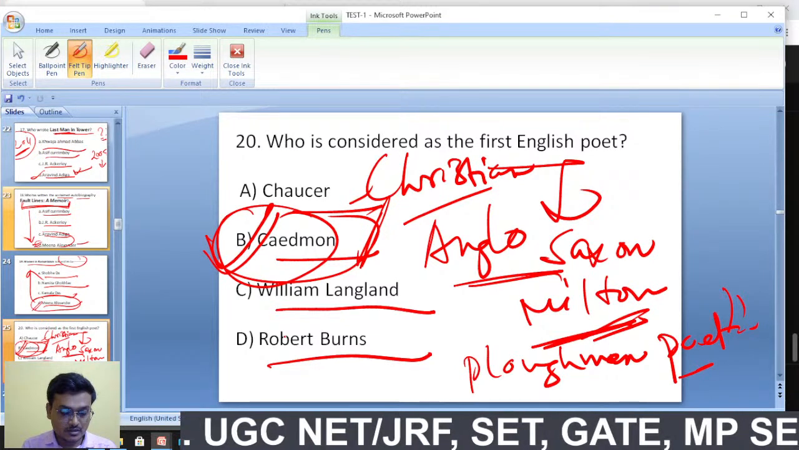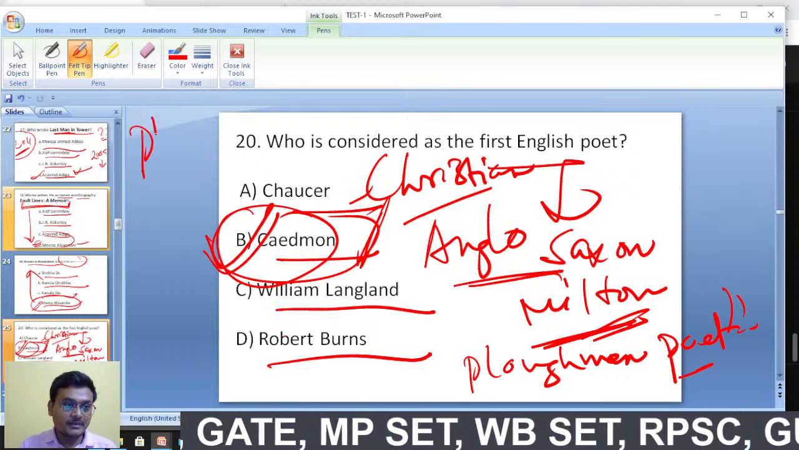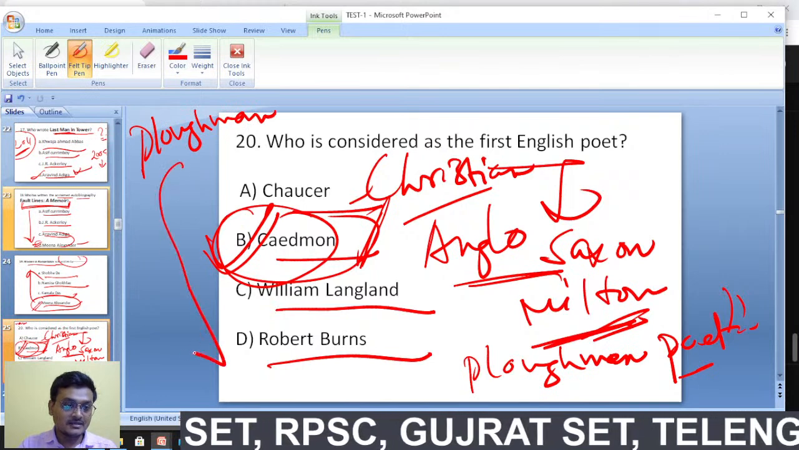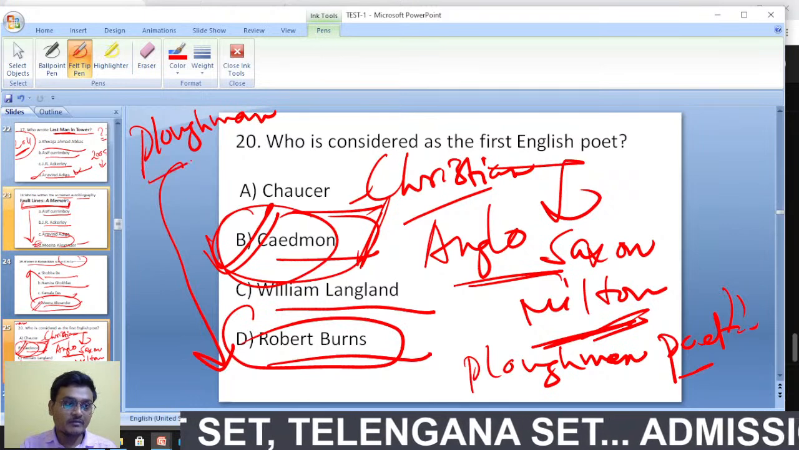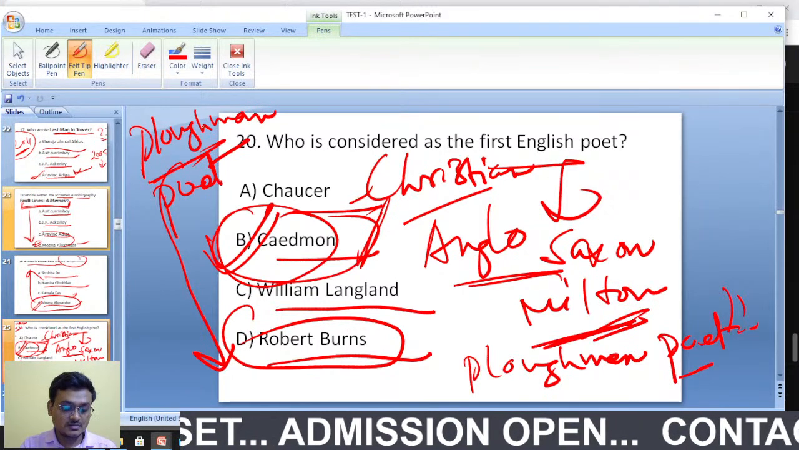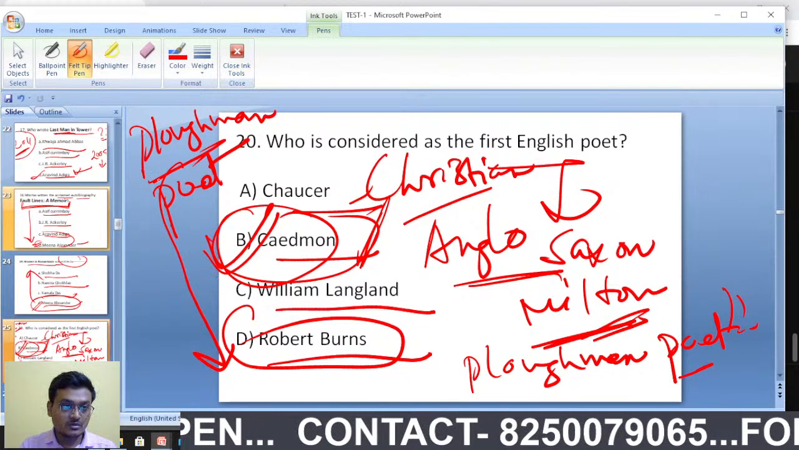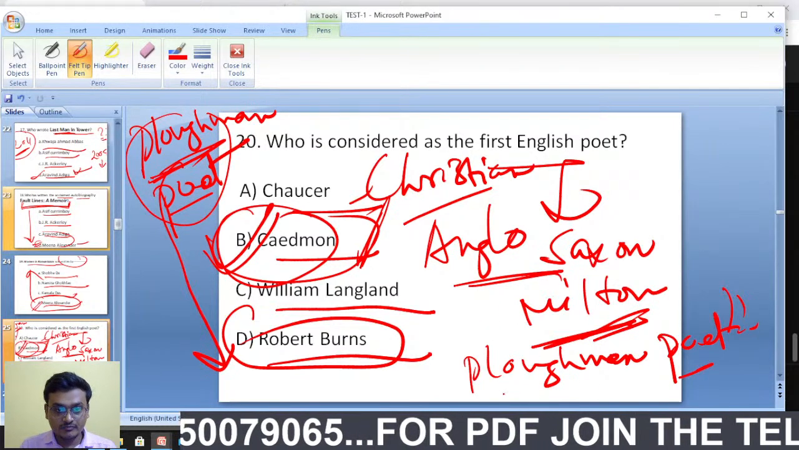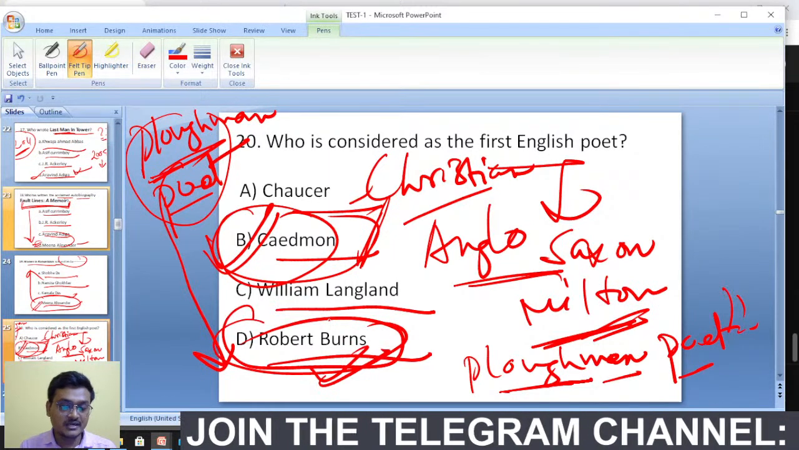Ploughman. Ploughman poet here, Robert Burns. No, ploughman is not spelled with W. Plough, P-L-O-U-G-H, ploughman poet here, Robert Burns, the Scottish poet here, Robert Burns, the answer.